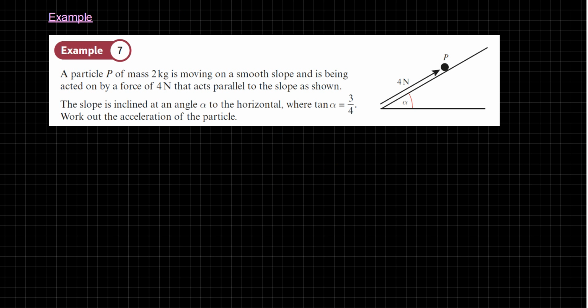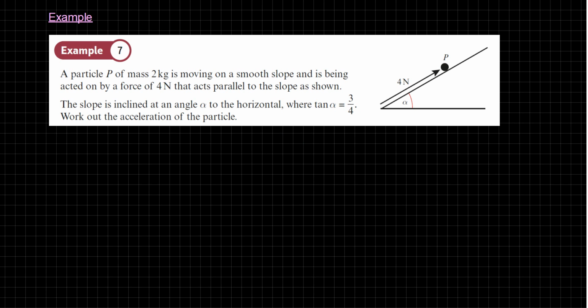Okay, right, one final example before I give you some questions. Let's see if we can get through this one quick. Particle 2 kilograms, it's on a smooth slope, no friction, force 4N, parallel to the slope. Beautiful, that makes the calculations more simple because it's parallel to the slope. And the slope is inclined at an angle alpha to the horizontal, where tan alpha equals 3/4.